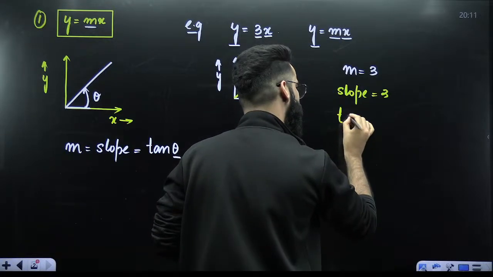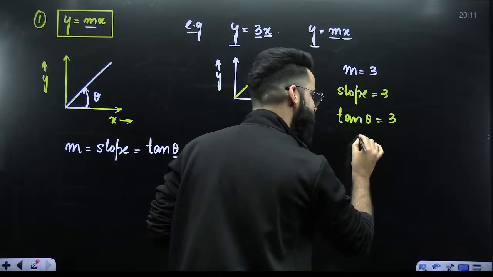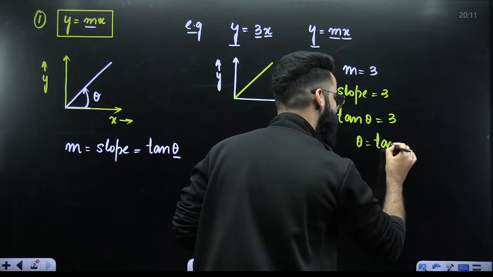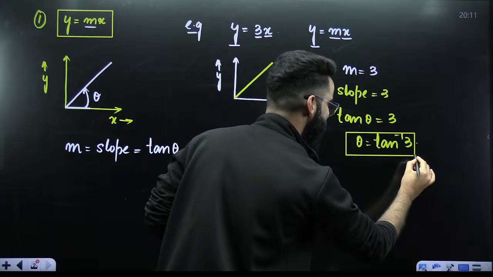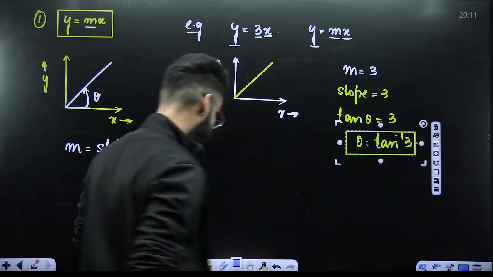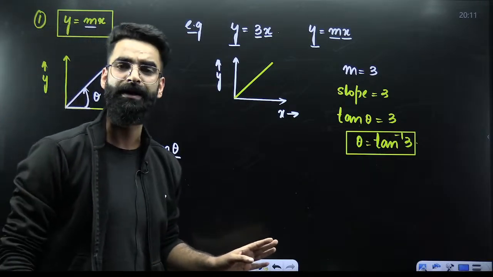If slope is equal to 3, that means tan of theta value is equal to 3. If tan of theta is equal to 3, that means theta has to be tan inverse 3 over here, right? I believe this is super clear to everyone.